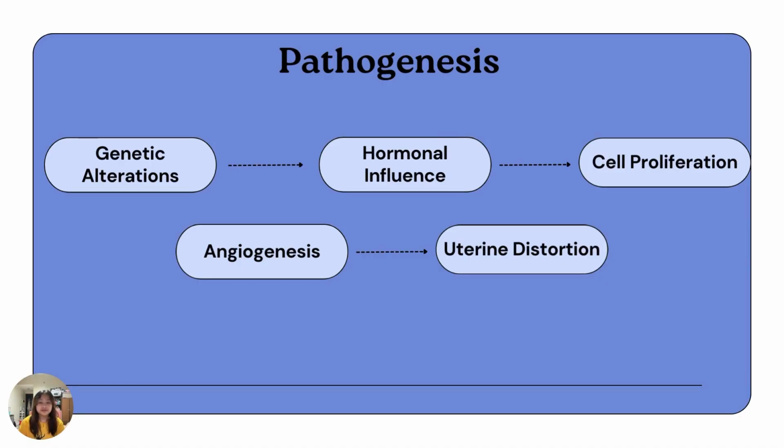For the uterine distortion, as the leiomyomas enlarge, they change the shape and structure of the uterus. So it depends on the location. It's either submucosal, intramural, or subserosal. And this distortion can also cause bleeding, pain, and even infertility in the worst cases.